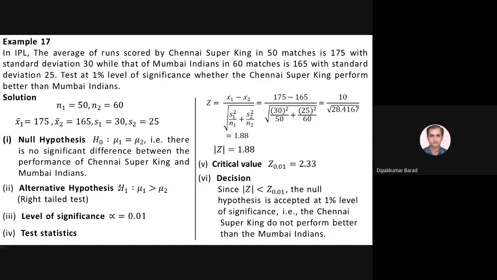It means the null hypothesis is accepted, so the alternative hypothesis is rejected. Now the alternative hypothesis is rejected, which means the Chennai Super Kings do not perform better than Mumbai Indians. Here mu 1 greater than mu 2 would mean Chennai Super Kings perform better than Mumbai Indians. So the alternative hypothesis is rejected here. So the Chennai Super Kings do not perform better than the Mumbai Indians.